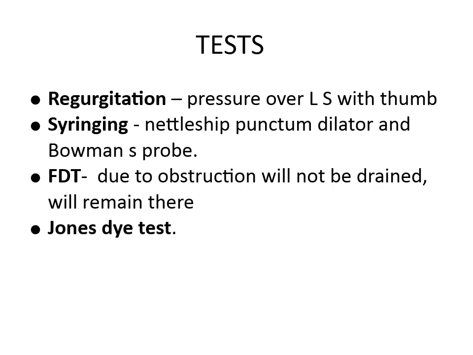The first one is the regurgitation test. Here pressure is applied over the lacrimal sac with a thumb, and if there is a regurgitation of a mucopurulent discharge, it indicates that there is a nasolacrimal duct obstruction. Second is syringing. Remember here we use a Nettleship punctum dilator and a Bowman's probe for probing.